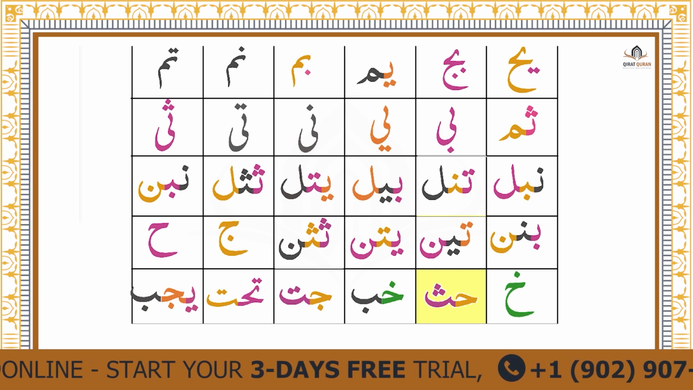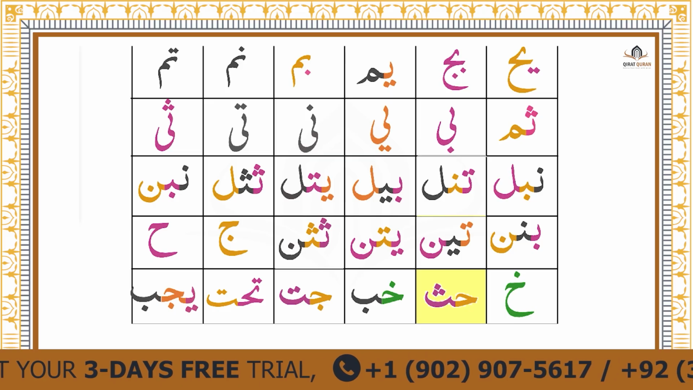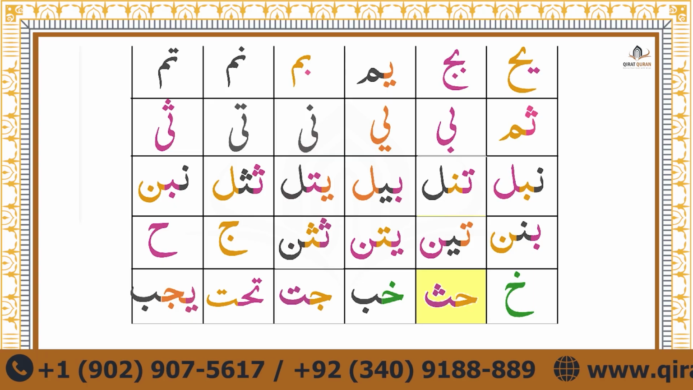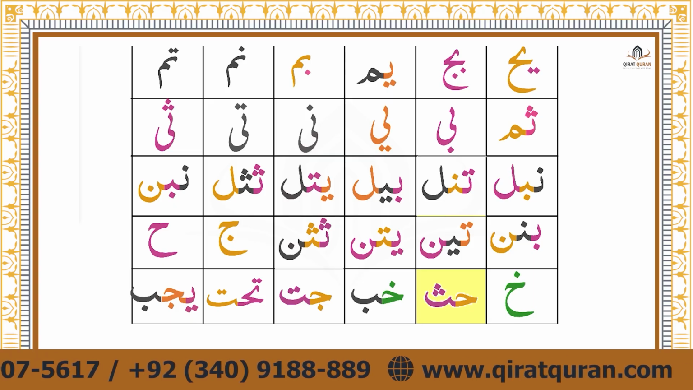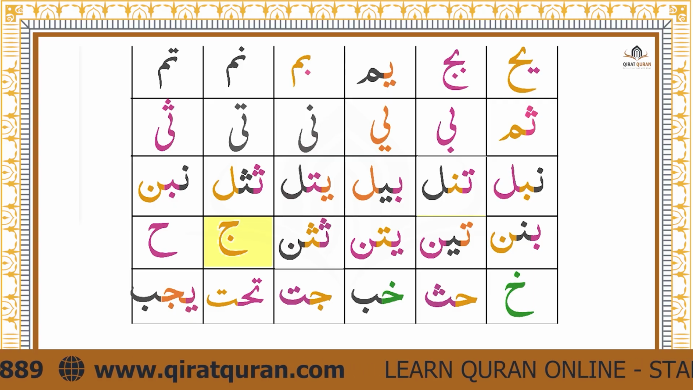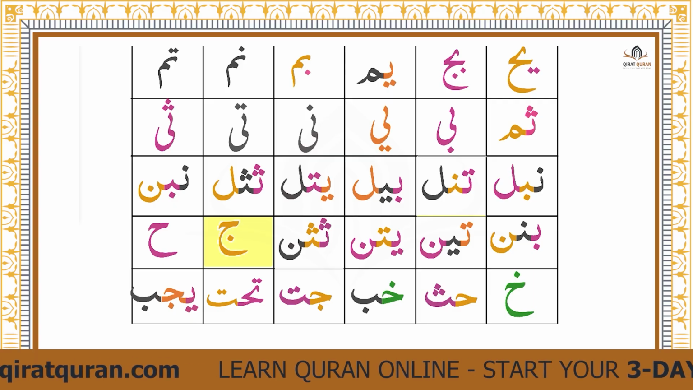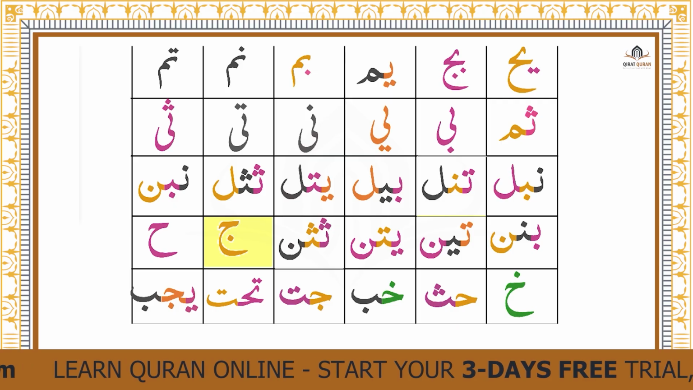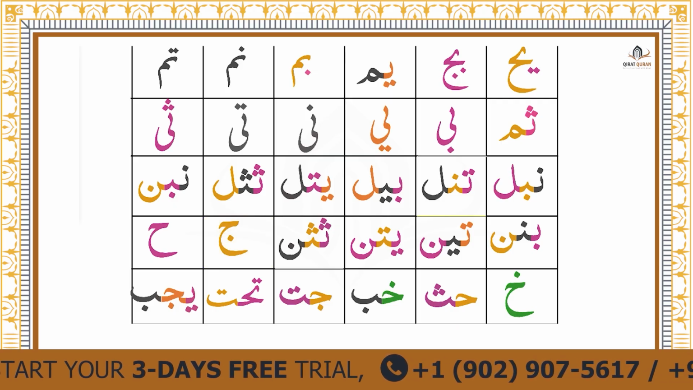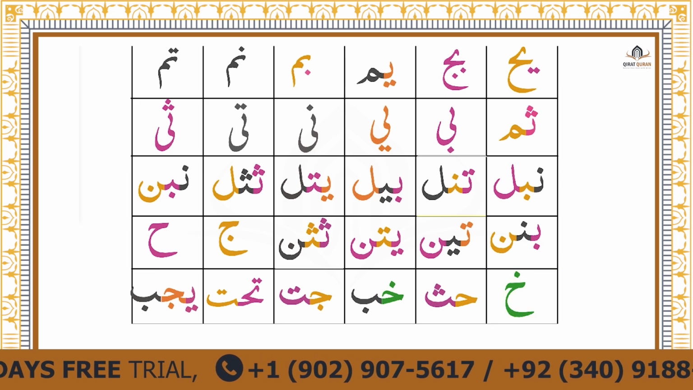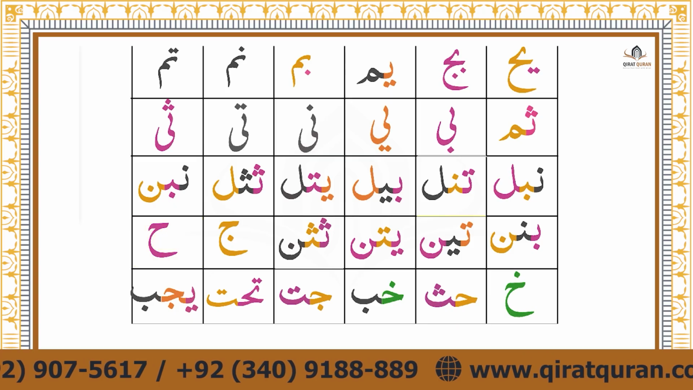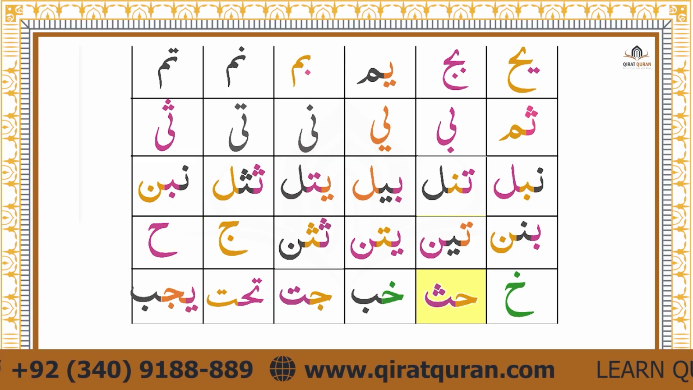But how are we saying that this is ha? Because it doesn't have any dot. That's why we recognize that this is ha, because Jim has a dot in the middle, and when it connects to any other letter, the dot will appear at the bottom. And kha has a dot at the top, but look at the ha, it doesn't have any dot, so that's why we recognize this one as ha.